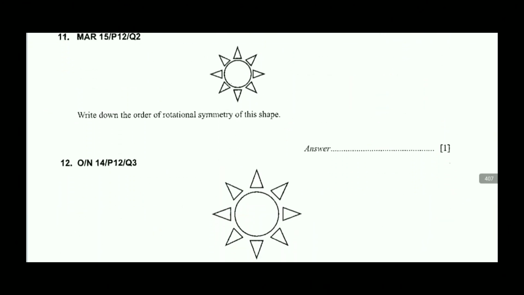Write down the order of rotational symmetry of this shape. So let's check. We will start from this point. Rotate your page. One, two, three, 4, 5, 6, 7 and 8. So it has 8 rotational symmetry. Its order is 8.